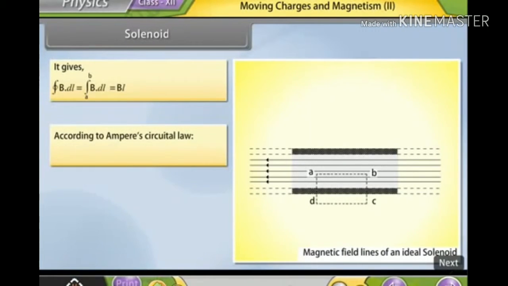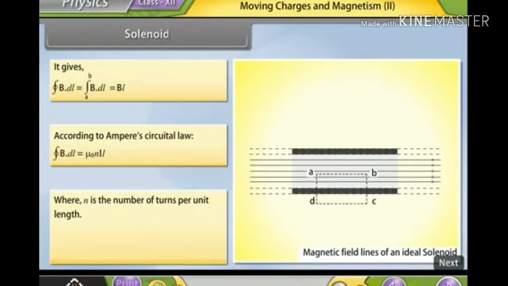According to Ampere's Circuital law, closed integral of B dot dl is equal to mu naught N I L, where N is the number of turns per unit length. From the above two equations, we get the result B is equal to mu naught N I.